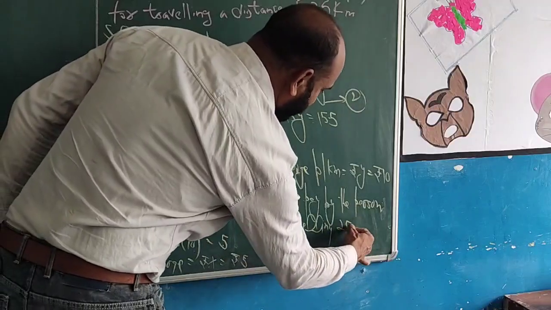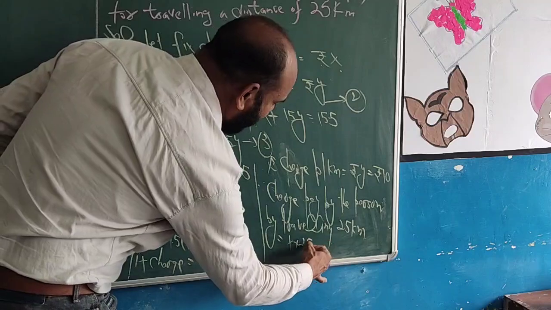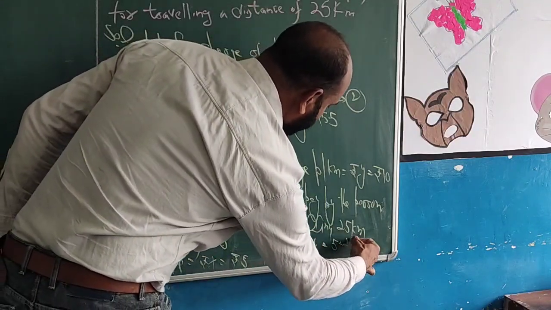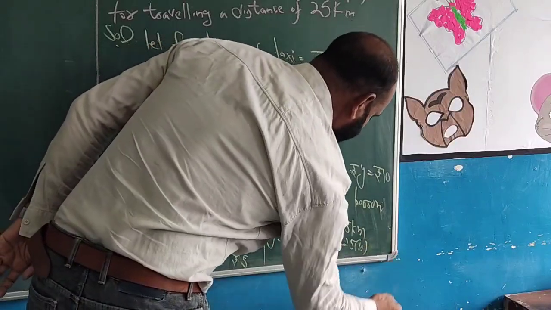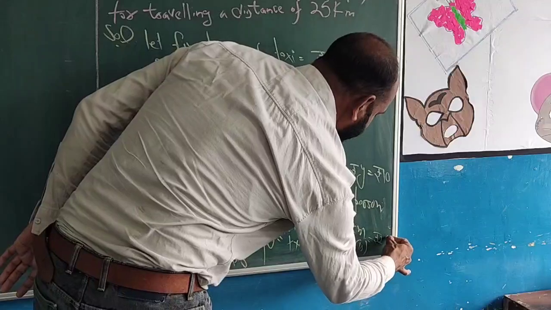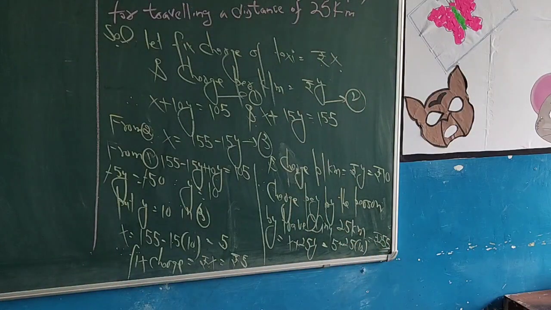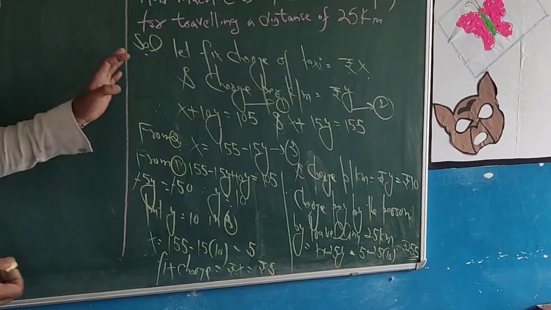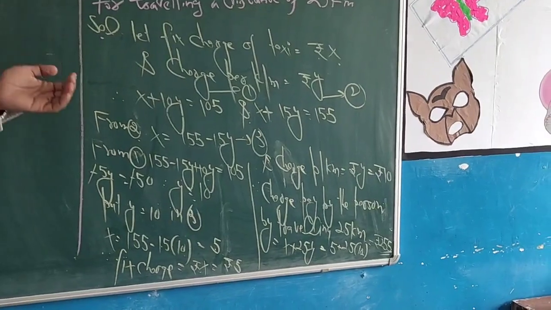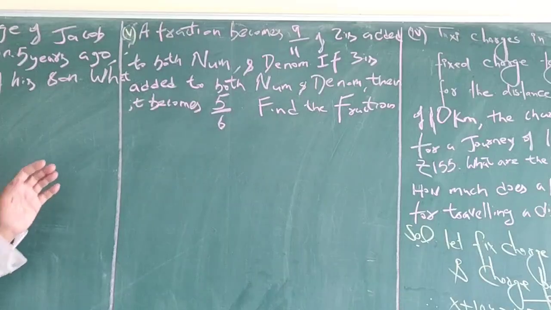the distance of 25 kilometers is equal to x plus 25y, which is equal to 5 plus 25 into 10. This is equal to rupees 255. So when a person covers the distance of 25 kilometers, he pays a charge of 255 rupees to the taxi driver. Now the next question.